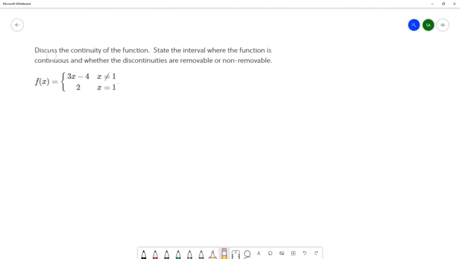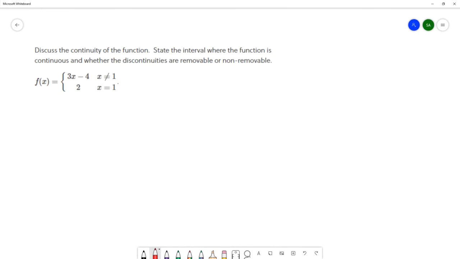For this question, we want to discuss the continuity of the function, state the interval where the function is continuous, and whether the discontinuities are removable or non-removable. And this time we have a piecewise defined function, that's f of x equals 3x minus 4 when x is not equal to 1, and 2 when x equals 1.